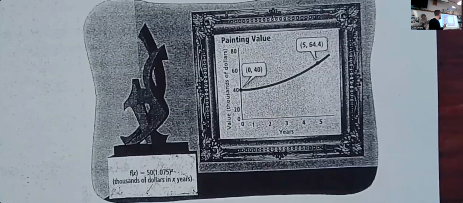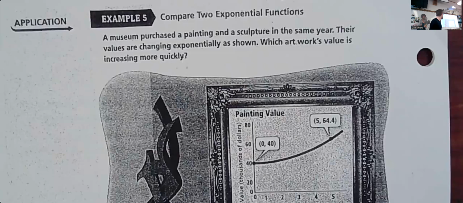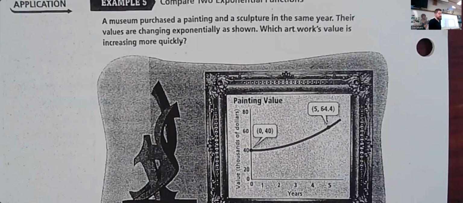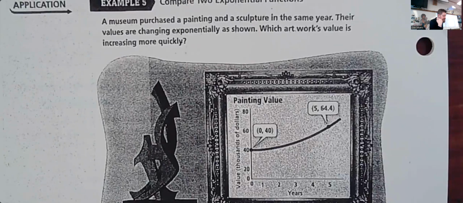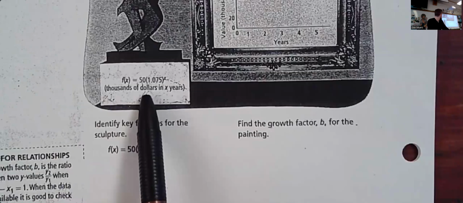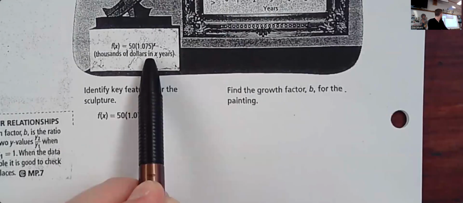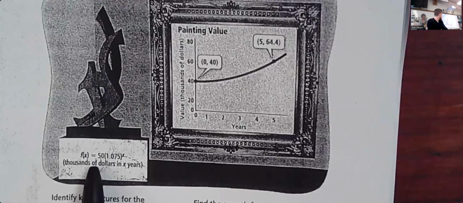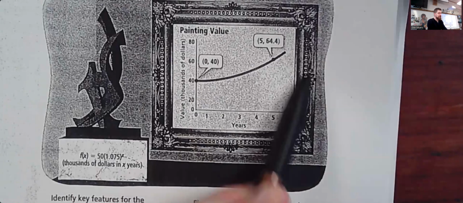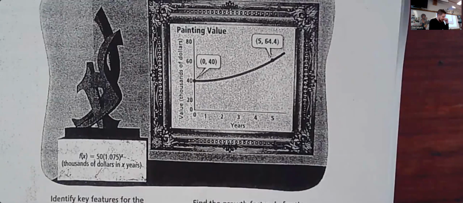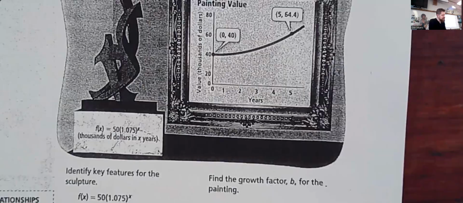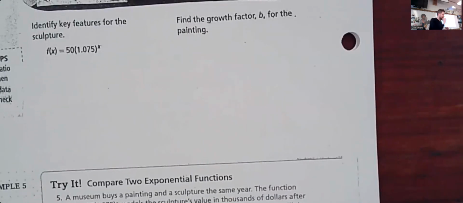All right, last example. A museum purchased a painting and a sculpture in the same year. Their values are changing exponentially as shown. So the value of the sculpture is here, the function. The value of the painting is here in graphical form, but no function for it. So this one says, identify the key features for the sculpture. So what do we know about the sculpture?